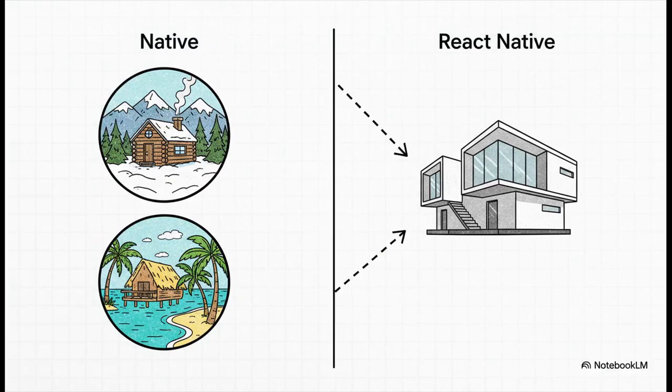I love this analogy. It makes it so clear. Think of it like this. Going native is like building a custom log cabin for the snowy mountains and a totally separate custom beach house for the tropics. Each one is absolutely perfect for its environment. Now, React Native is like having a brilliant, top-of-the-line modular home design that you can set up beautifully in either place. Both are fantastic options, they're just different philosophies.